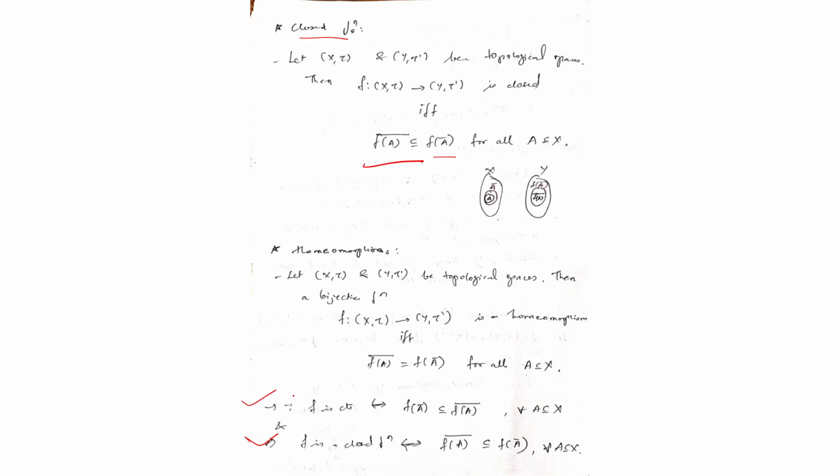Okay, so basically if you have (X, tau) and (Y, tau dash) as topological spaces, then f from X to Y is a homeomorphism if f of the closure of A equals the closure of f of A for all A subset of X. So by using these two conditions, you can easily prove this. Fine. Now let's move to the next part.